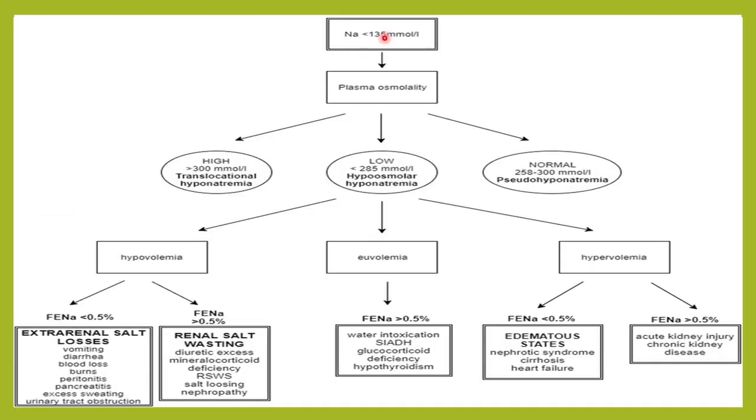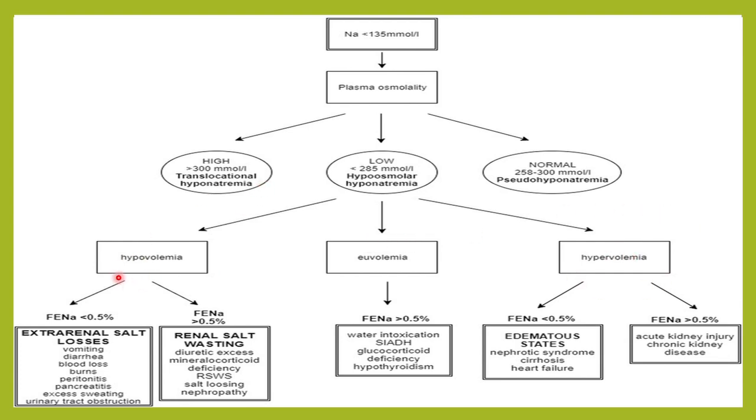If the sodium concentration is less than 135 millimoles per liter, you should assess the plasma osmolality. Suppose the plasma osmolality is normal, it is mostly pseudo hyponatremia. If the plasma osmolality is very high, then it can be translocational hyponatremia. And suppose the plasma osmolality is low, then this is mostly the true hyponatremia. So we have to assess the fluid status, whether the patient is hypovolumic, euvolumic or hypervolumic.